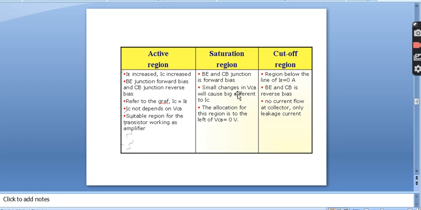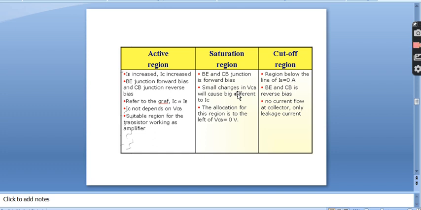That means when IE is increased, IC is increased. The base emitter junction is forward biased and the collector base junction is reverse biased. The active region totally depends upon the biasing arrangements. That means the input junction is forward biased and the output end is connected as reverse biased. When we connect these forward bias and reverse bias connections and increase the input current, here the input current is IE.